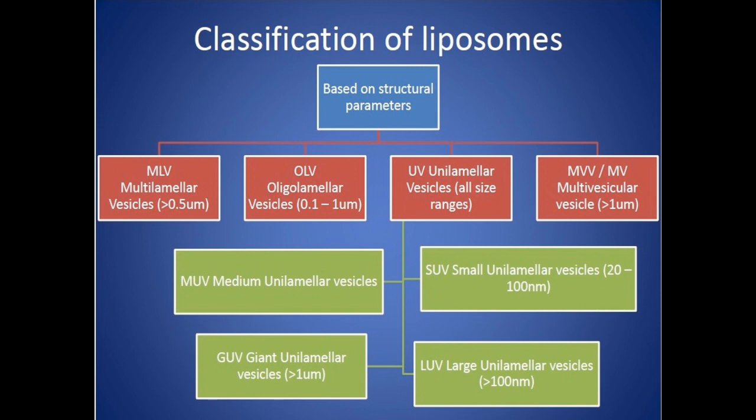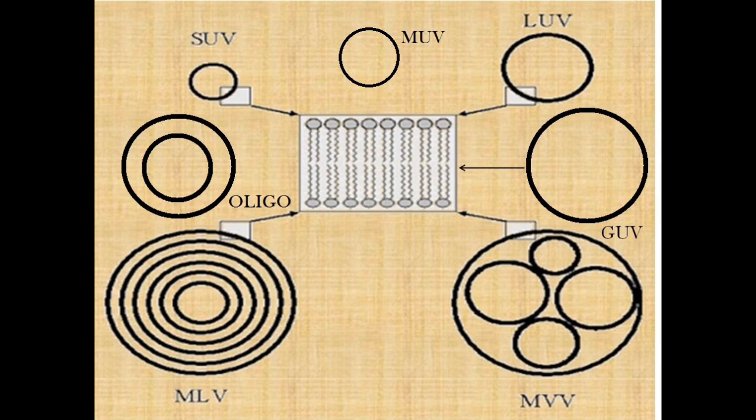Unilamellar vesicle can also be divided into four different parts, that is SUV, LUV, GUV and MUV. SUV is nothing but small unilamellar vesicle, wherein the particle size was found to be 20 to 100 nanometer. LUV, large unilamellar vesicles, wherein the particle size may be greater than 100 nanometer. Giant unilamellar vesicles, wherein the word itself indicates giant, so particle size is obviously greater than 1 micrometer. The medium unilamellar vesicles, the word itself indicates medium, so you will get the particle size in the range of your medium scale.